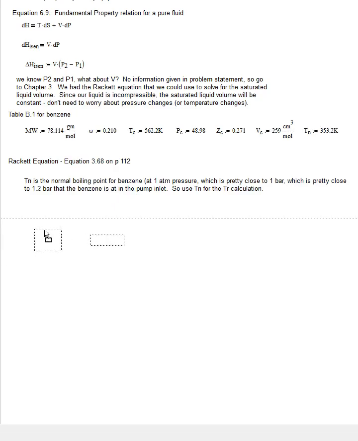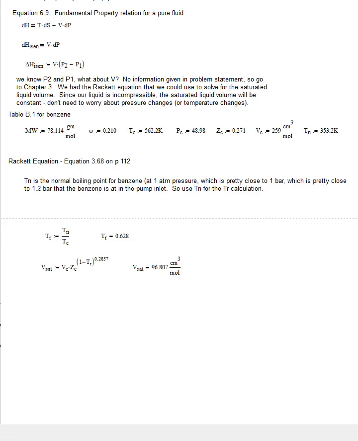So we have to calculate a reduced temperature. That reduced temperature is going to be Tn divided by Tc. So our reduced temperature is 0.628. The Rackett equation is given here, where it's Vc times Zc raised to the power of (1 minus Tr) raised to the 0.2857. We plug that in and we get the saturated liquid volume of benzene at Tn, which is 353 Kelvin, is 96.807 centimeters cubed per mole.